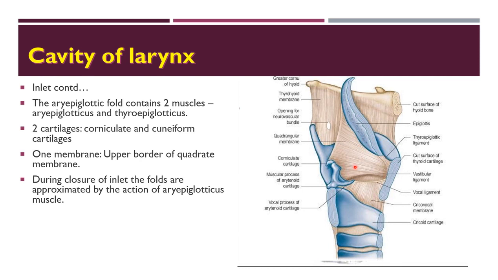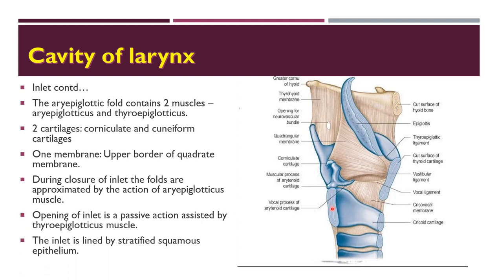Okay. So as I told you, during the closure of the inlet, the aryepiglottic muscle is approximated, and opening is a passive action because gravity itself assists in opening the larynx. Whatever the elevated larynx has to come back to its original position is passively assisted by the thyroepiglottic muscle. And one more thing is the inlet is lined by stratified squamous epithelium.